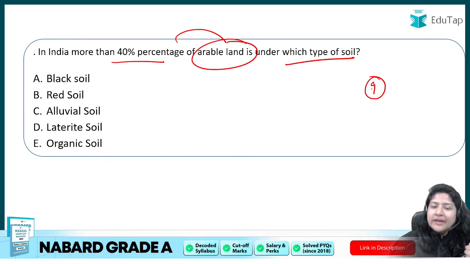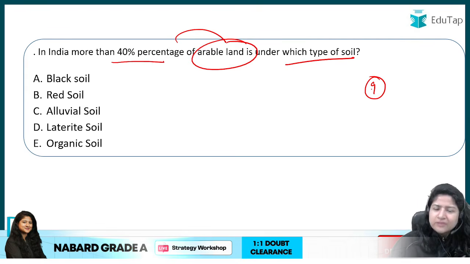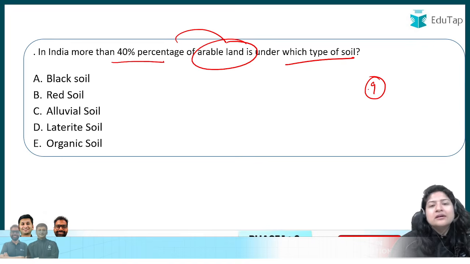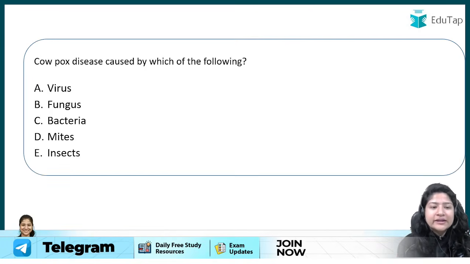Okay, so far animal husbandry we have seen. Seed and sowing sometimes comes as a chapter, sometimes it does not come, so it is important but not the most important. Okay, then you have to prepare it, but you can keep it at lower priority than the chapters I'm emphasizing. So this is a types of soil question, alluvial soil is the correct answer.